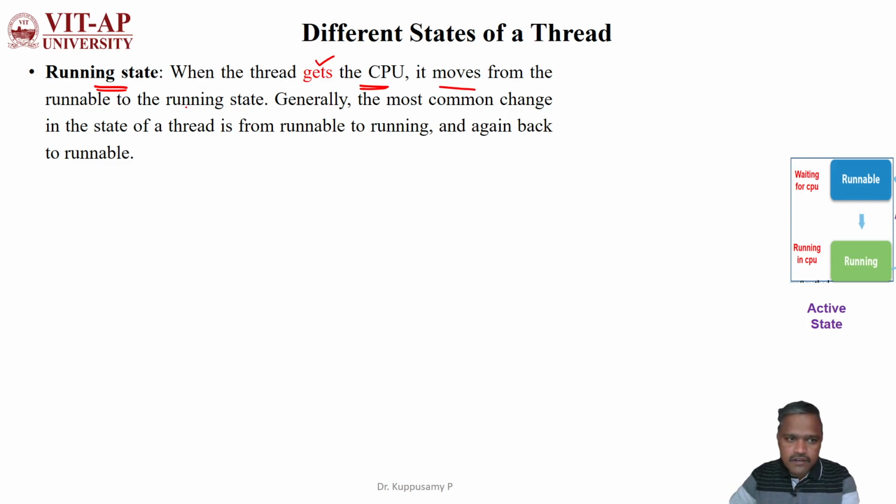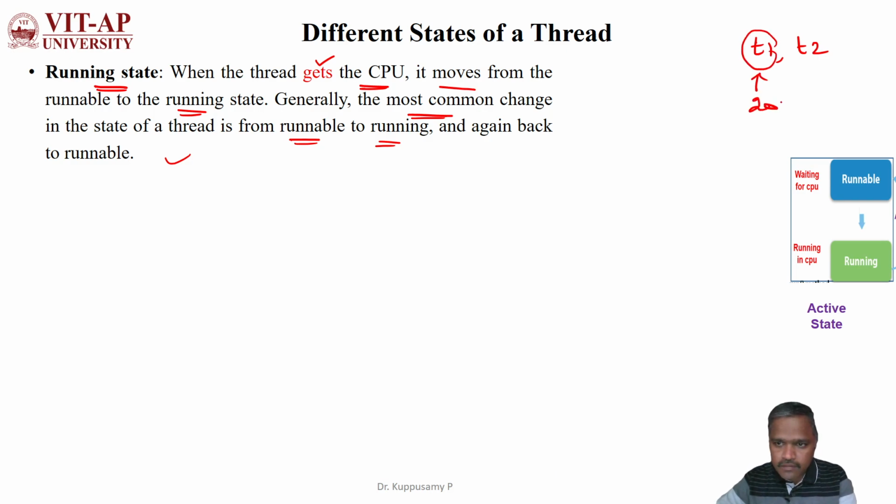Then it moves from the runnable state to the running state. Generally, the most common change in the state of a thread is from runnable to running and again back to runnable. That means, as I said in the previous scenario, T1, T2: if T1 completes its time slice of 20 milliseconds, then it will be kept in the queue. Then the CPU will be allocated to T2. Like that, the thread in the running state will be kept in the runnable state again after completion of its time slot.